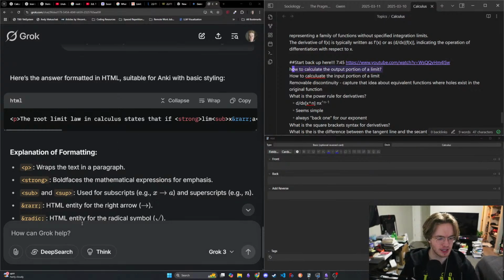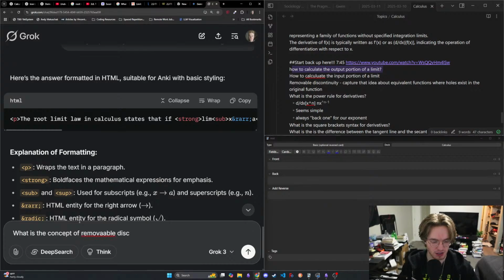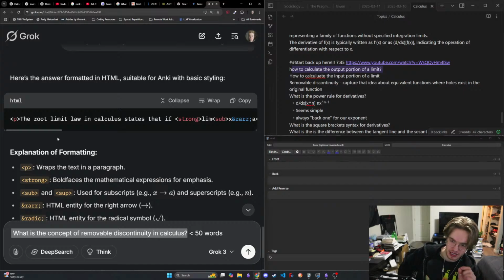Okay, let's see. What is the concept of removable discontinuity? Removable discontinuity. Discontinuity in calculus. Okay, so from what I understand so far, a discontinuity is when your function has a gap in the output, meaning there's a particular input that is undefined on the output.